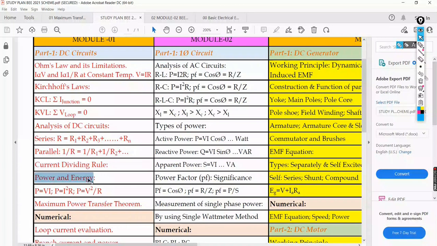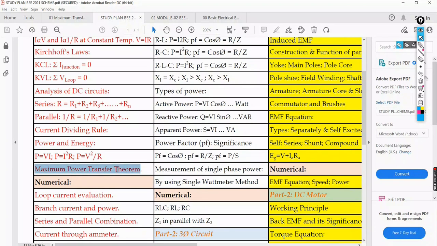Then power and energy. Power is the product of voltage and current in case of the DC circuit. Energy is power into time. Power is measured in watt; energy is measured in watt second, watt hour or kilowatt hour. Watt second is the smallest unit, but we are concentrating on the largest unit, kWh, kilowatt hour. P is equal to V into I, P is equal to I square into R, P is equal to V square by R. Next topic is the maximum power transfer theorem. Now I will discuss that.